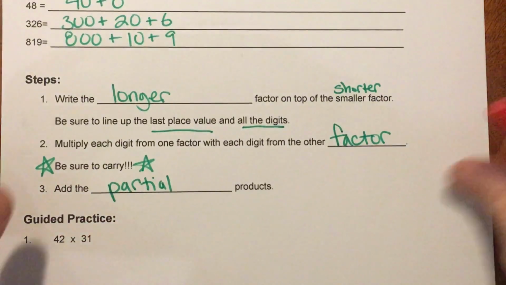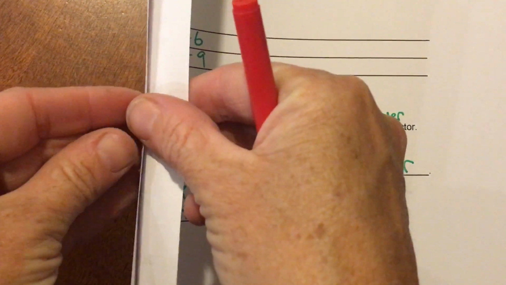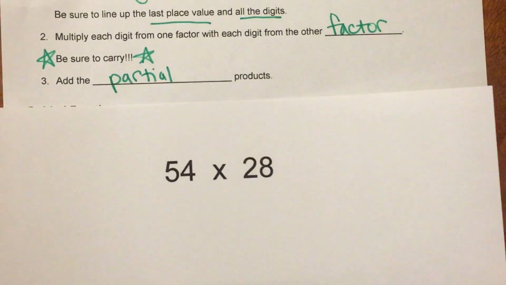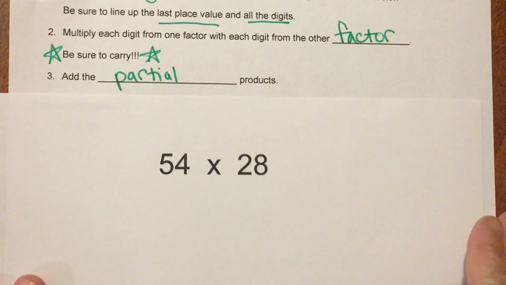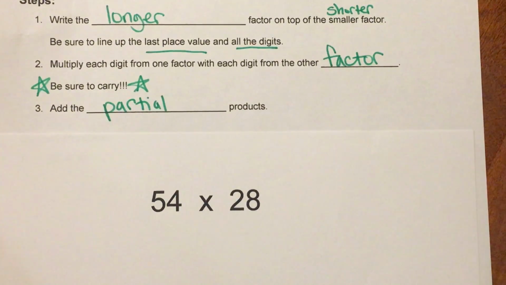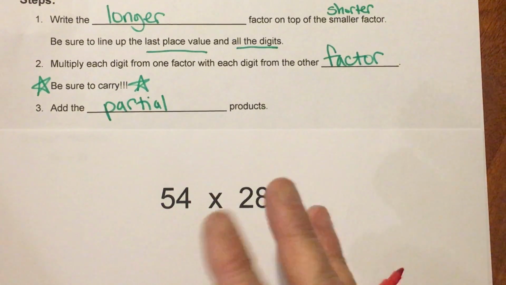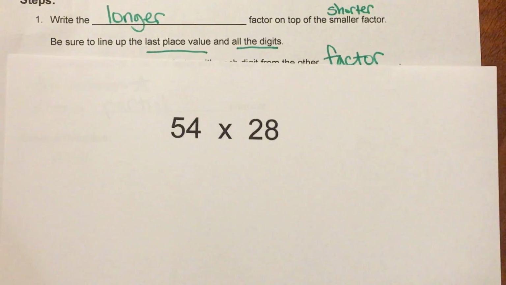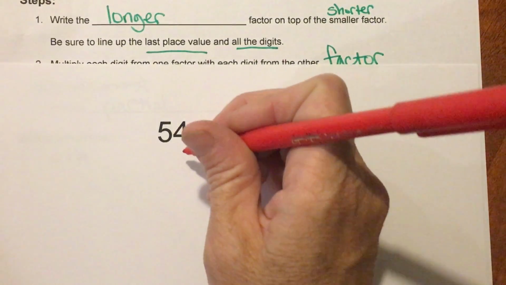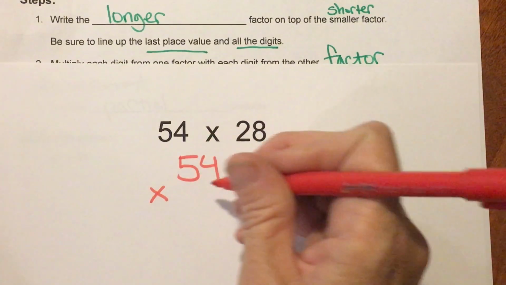Okay, so what does this actually look like? So here's my first problem. Okay, my first problem is 54 times 28. Okay, so let's look at my steps again. I'm going to first write the longer factor on top of the smaller or shorter factor. Well, they're both the same length. So when they're both the same length, we normally write the larger one. So I'm going to put 54 on top of 28.